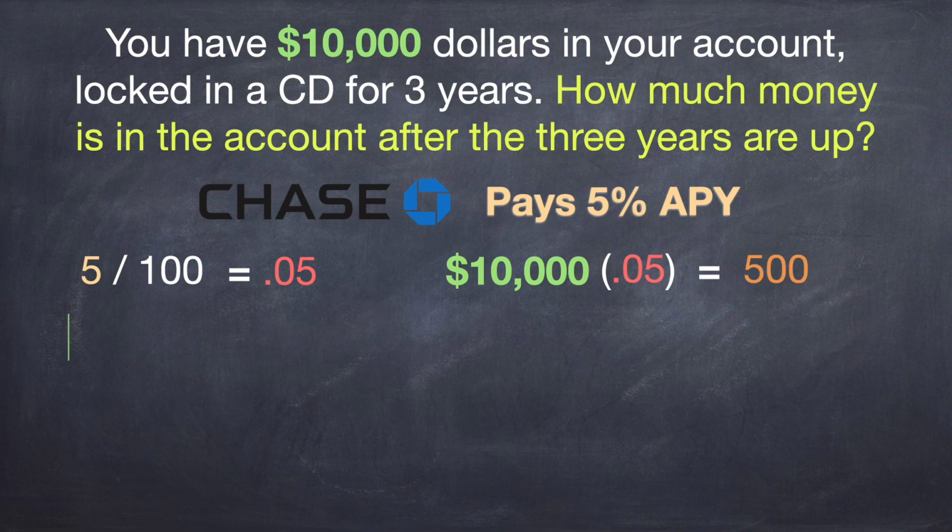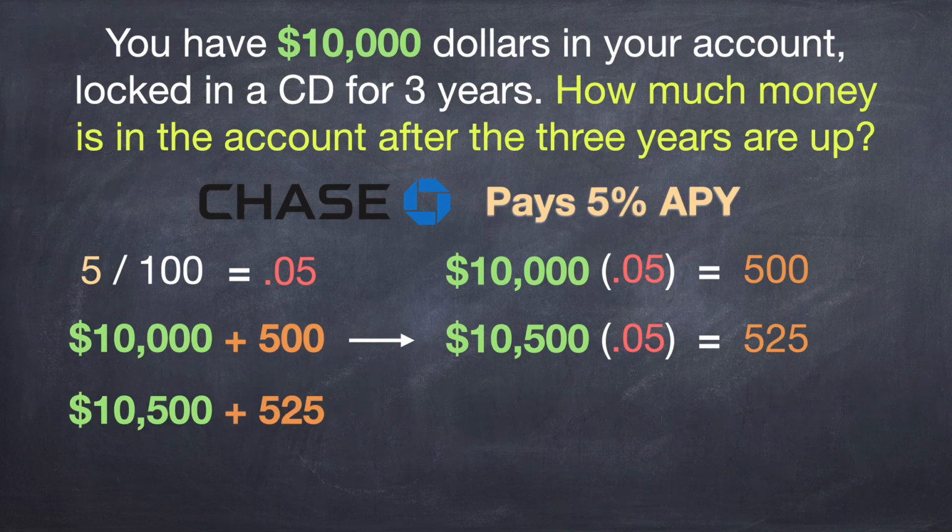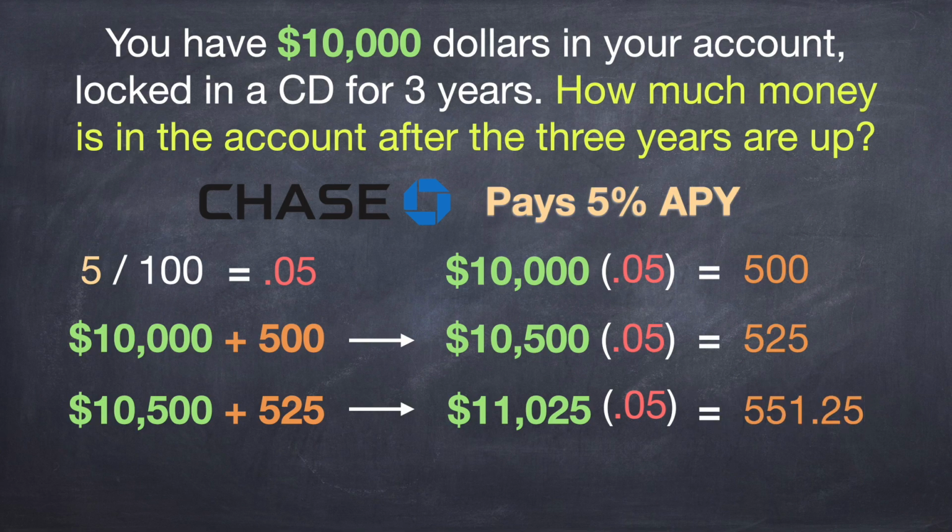But now this is how it works for year 2. You have to take the money in the account plus the interest. So that means we're starting off with $10,500 in year 2. Multiply that number by the interest rate, and that means we made $525 in year 2. Now we have to add that again to the year 2 amount going into year 3. So going into year 3, we have $11,025 in this account. For the last year, we multiply that by the same guaranteed interest rate, so we made $551.25 in year 3.